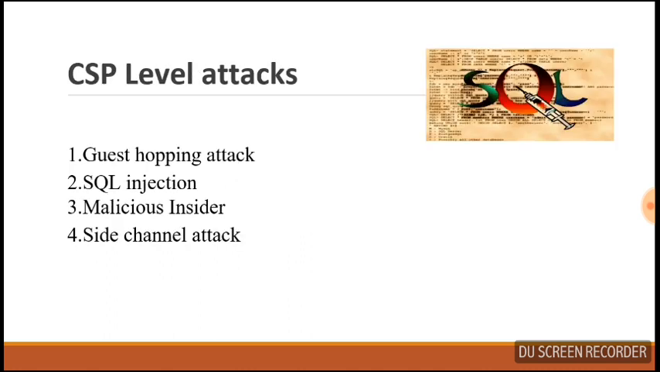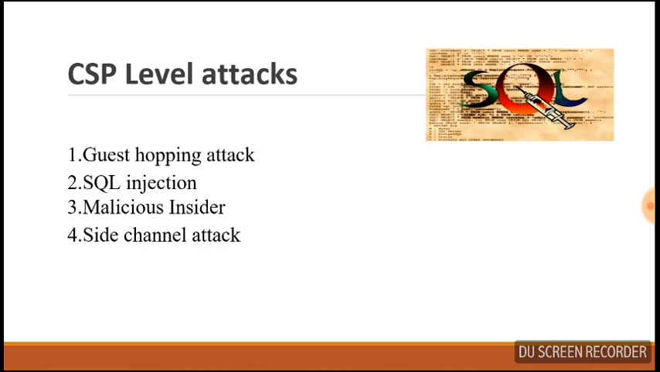Now, coming to the content security policy level attacks, the first one is guest hopping attack. Attackers identify two virtual machines hosted on the same physical hardware and try to penetrate one machine from another in this type of attack. The second one is SQL injection. SQL injection is a computer attack in which malicious code is embedded in a poorly designed application and then passed to the backend database.